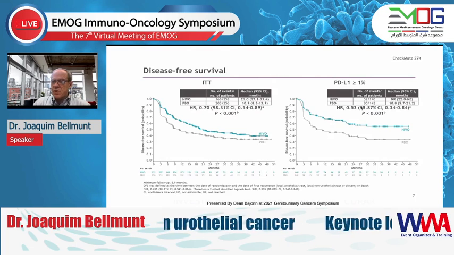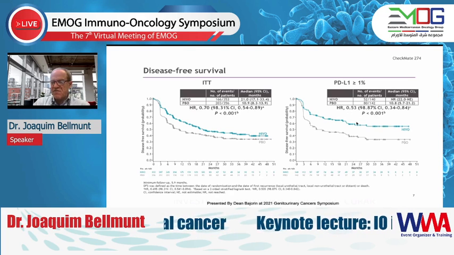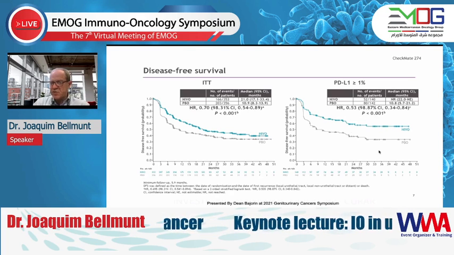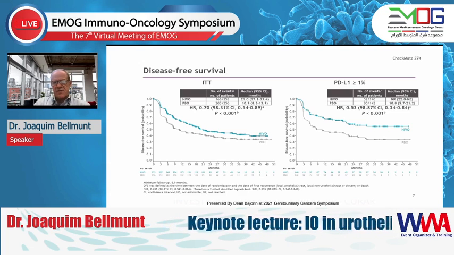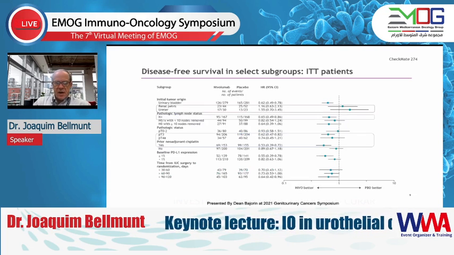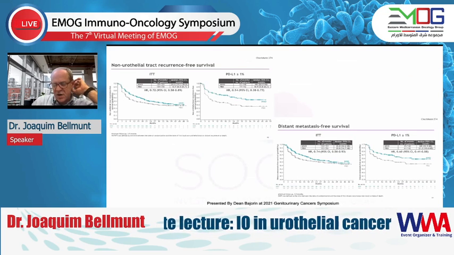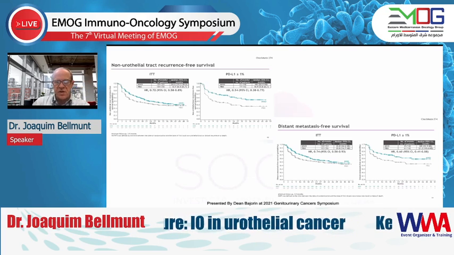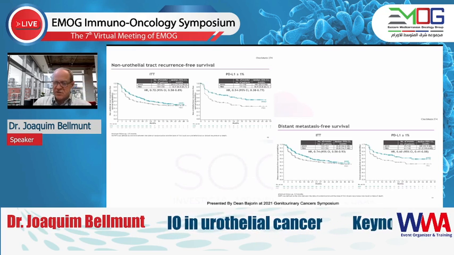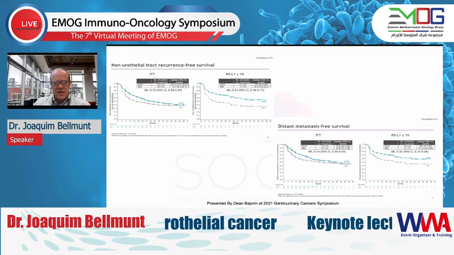Whenever we are jumping to the PD-L1 positive, we see that the hazard ratio instead of 0.70 is 0.53. So benefit in patients with PD-L1 positive more than 1% in this CheckMate 274. Benefit seen across different tumor types. I'm not going into the patient characteristics. Also other endpoints, the non-urothelial tract recurrence and the distant metastasis-free survival. These secondary endpoints were also met in this trial.